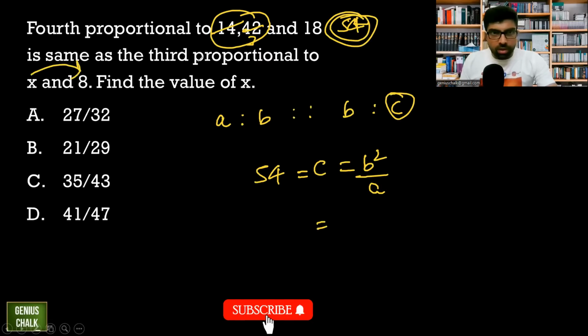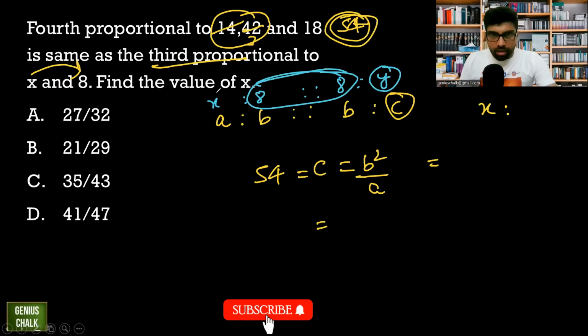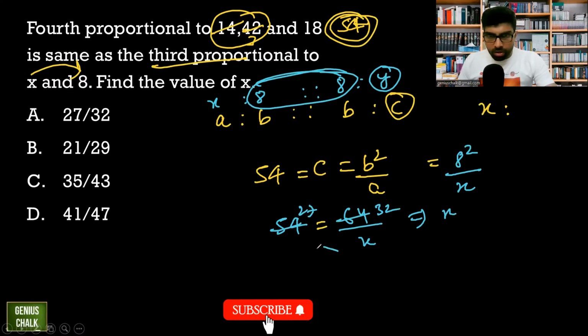Now it is the third proportional to X and 8. That means how can I write X and 8 third proportional? I can write like this, X is to 8 such that 8 is to Y. So this is 8 square by X. So this is 8 square by A. A is X. So I hope you can find your answer. 54 is equals to 8 square, 64 by X. So it is 32. This is 27. So if X goes this side, X will be equal to, this is C. This C is equal to B square by A.